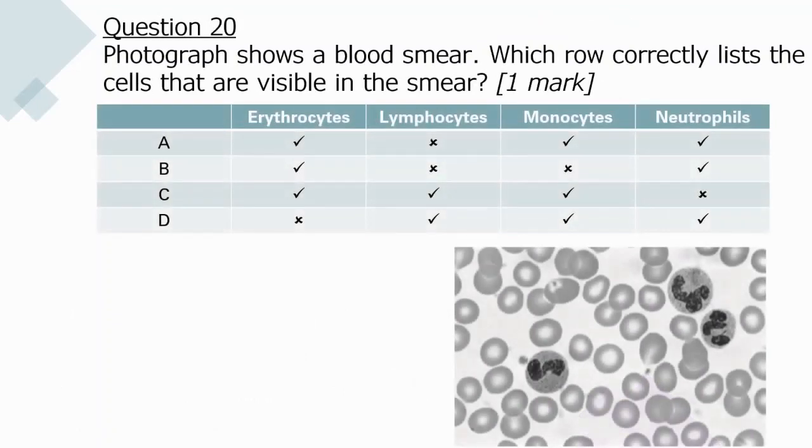Question 20. The photograph shows a blood smear. Which row correctly lists the cells that are visible in the smear? So if we have a look at the photo, we can see that these here are of course red blood cells, which are erythrocytes. So red blood cells are also known as erythrocytes, and we don't seem to have any cells with a nucleus that fills the whole cell, and there aren't any monocytes either, but we can identify these cells as neutrophils due to this disjointed lobe nucleus, and you can see our answer here.